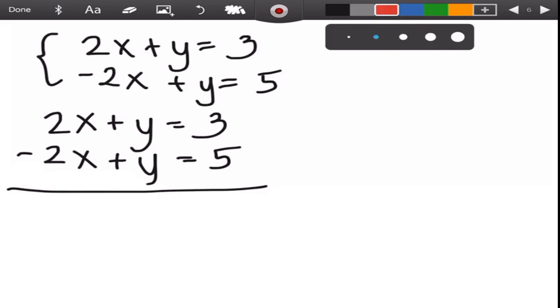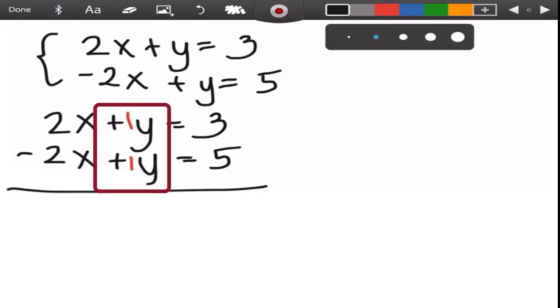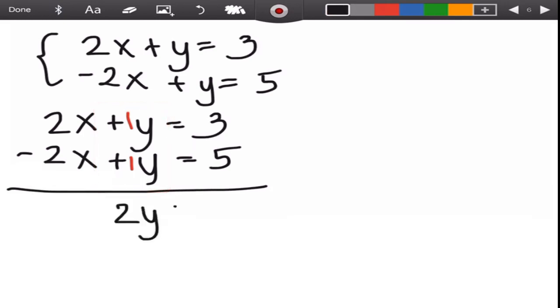So we will have 2x plus negative 2x. Since they have different signs, we will subtract: 2 minus 2 is 0. So we have 0x, and we don't need to write it. Next, we have y plus y. They are understood to have 1 as the numerical coefficient, so 1 plus 1 is 2. Then copy y equals 3 plus 5, that is 8.